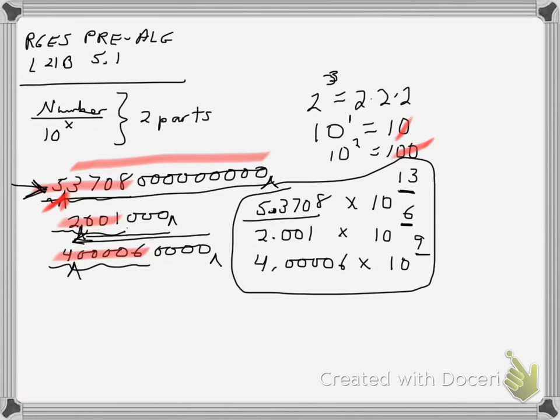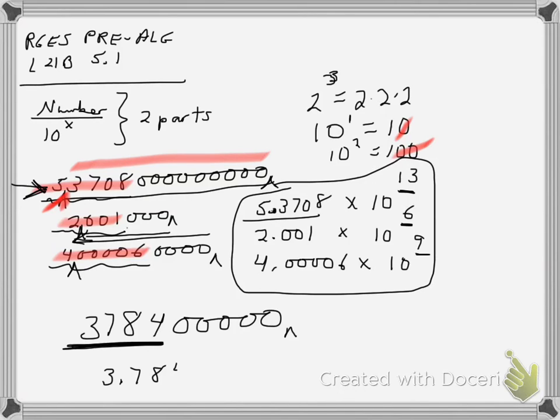Let me do it one more time for you. 378400000. My decimal point right now is there, whether I write it or not, because this is a very large number. I want to only write this part as my number, 3.784 times 10 to a certain power. How many places? I moved my decimal over 1, 2, 3, 4, 5, 6, 7, 8 places. Okay. So that's how to go from a very large number to scientific notation.